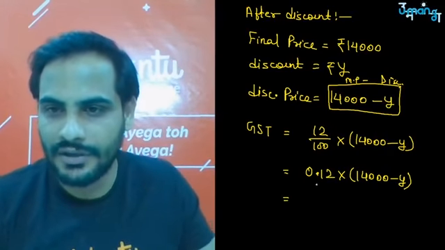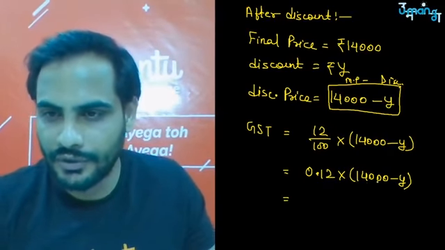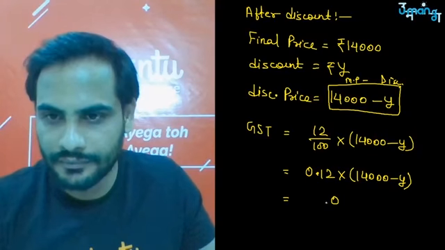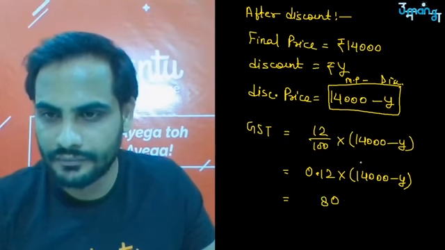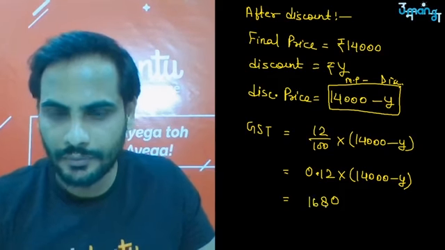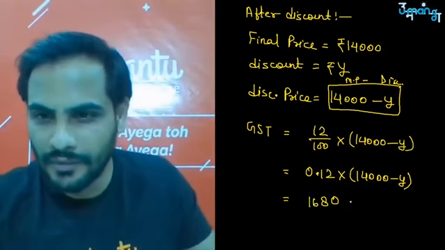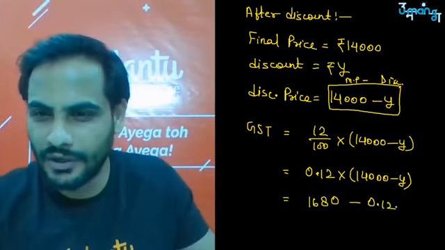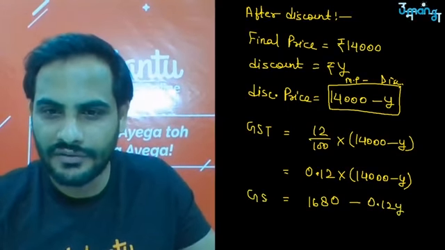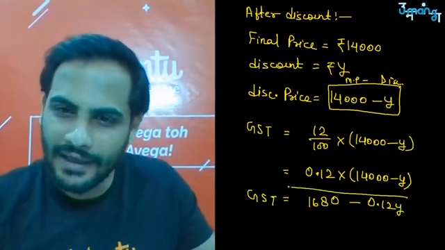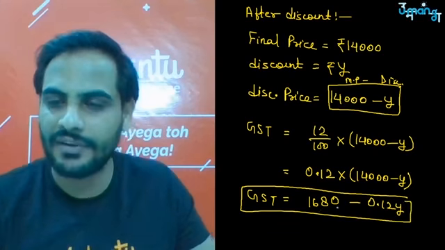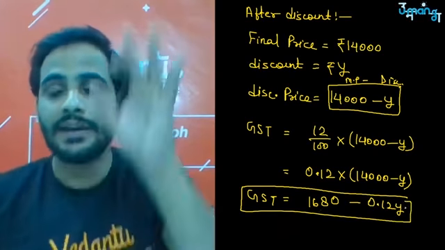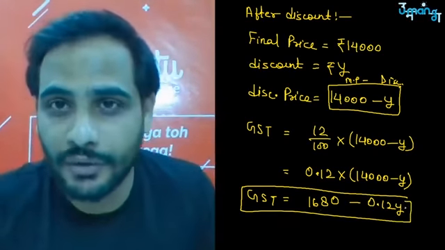So this will be equal to 0.12 into this. So 0.12 into 14,000 is 1680, minus 0.12y. This is your GST. Got it? So the tax paid by him is 1680 minus 0.12y. The discounted price is 14,000 minus y.